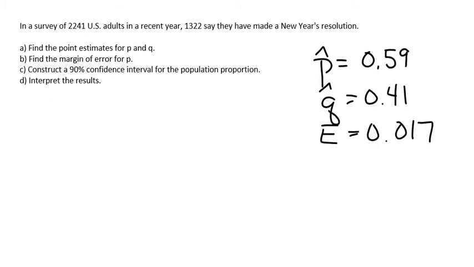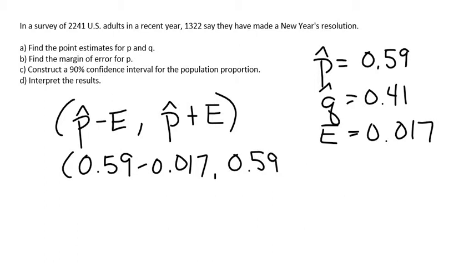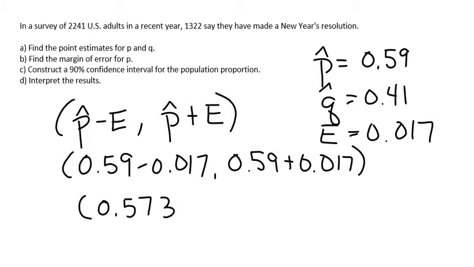Now that we have our margin of error, we can construct our 90% confidence interval in part C. To find the confidence interval, take P hat and subtract your margin of error, then take P hat and add your margin of error. So we have 0.59 minus 0.017 and 0.59 plus 0.017. So this is going to give me 0.573 and 0.607.